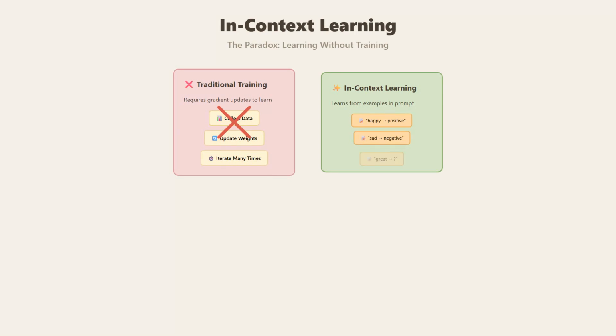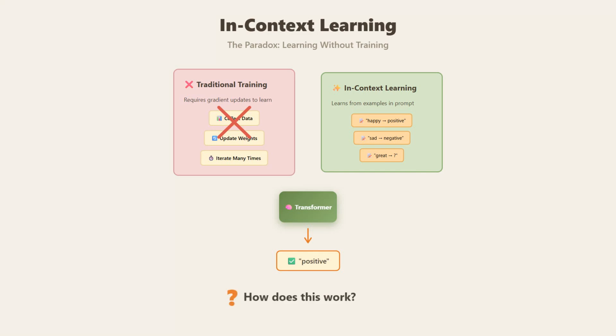all. On the left, you see traditional training that requires collecting data, updating weights through gradient descent, and iterating many times. This approach is crossed out because in-context learning bypasses all of that. On the right, you see how in-context learning works. You simply provide examples like happy maps to positive, sad maps to negative, and then ask about the word great. The transformer processes these examples and outputs the correct answer, positive. How does this work? That's exactly what we'll explore in this video.